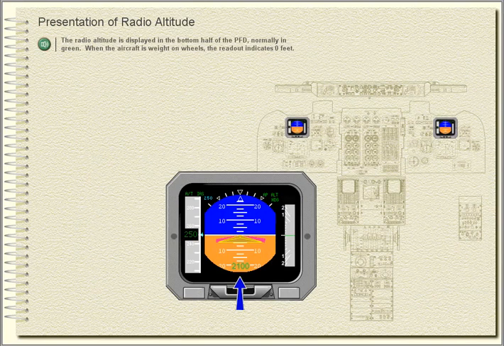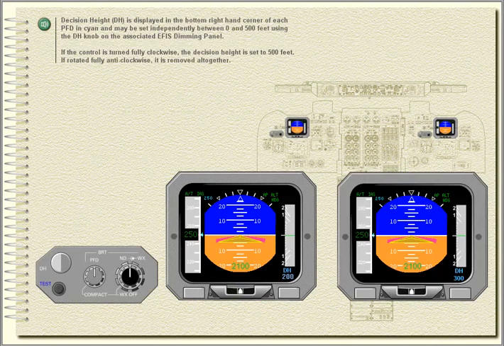Presentation of radio altitude. The radio altitude is displayed in the bottom half of the PFD, normally in green. When the aircraft is weight on wheels, the readout indicates 0 feet. Decision height, DH, is displayed in the bottom right-hand corner of each PFD in cyan, and may be set independently between 0 and 500 feet using the decision height knob on the associated EFIS dimming panel.